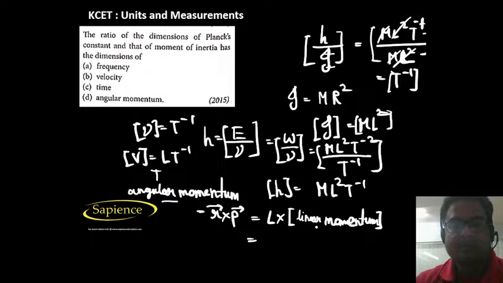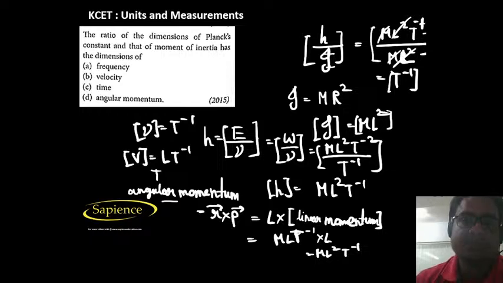Linear momentum is mass into velocity. So it will be M into L into T power -1 into L. So that will be M L square T power -1. So option D also is not correct. So only option A is correct.